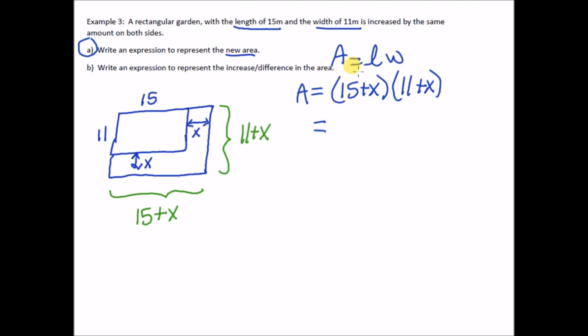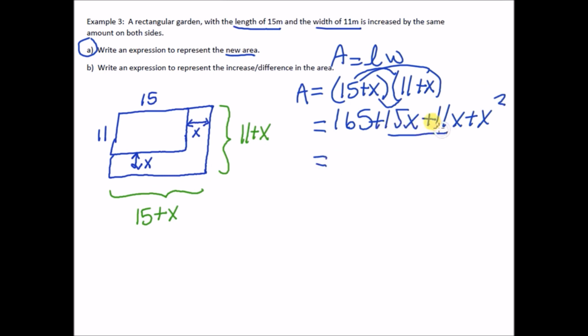Okay, so we want it simplified, so we want it expanded. 15 times 11 is 165. 15 times x, 11 times x, and then x times x. So we're just going to collect these middle two terms and rearrange. So let's put the x squared first. And then 11 plus 15 is 26x. Now let's put that 165 at the end. Okay? So let's call this area of the new rectangle.